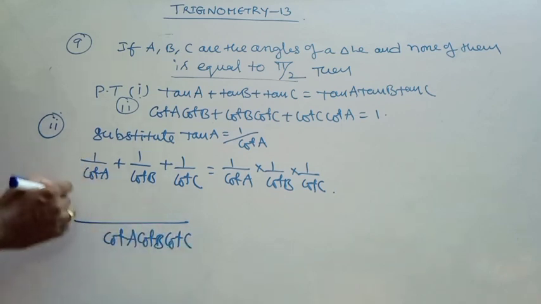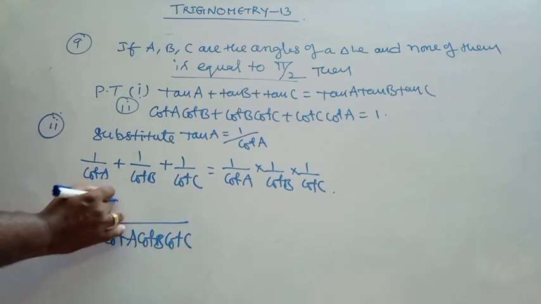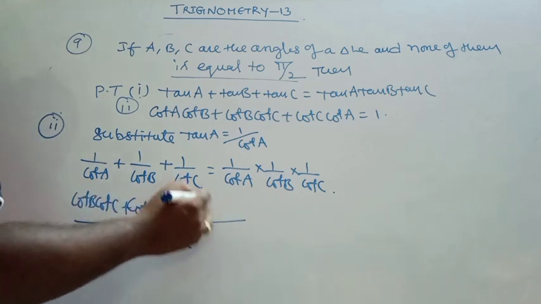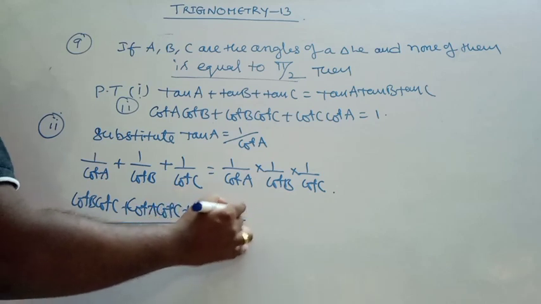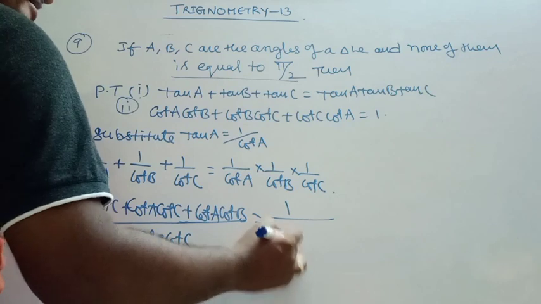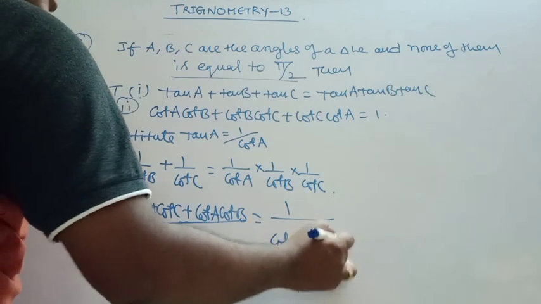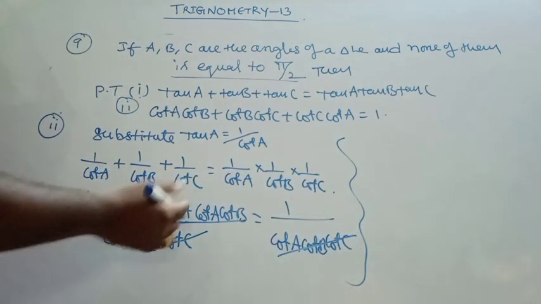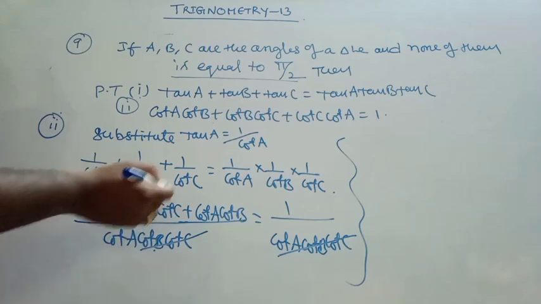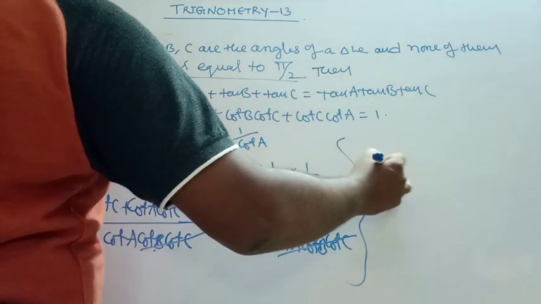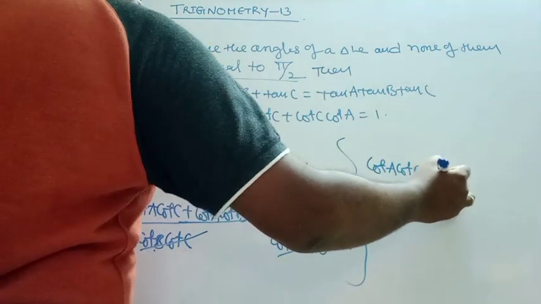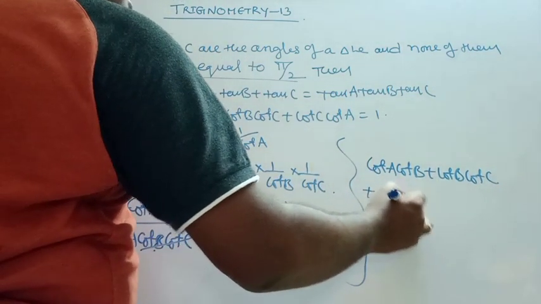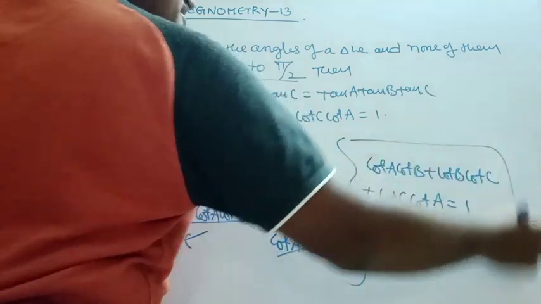Once cot A is there, here you have cot B cot C, plus cot B is here, so this becomes cot A cot C, plus cot C is here, so this becomes cot A cot B. This equals 1 by cot A cot B cot C. This will cancel, and you have got this result wonderfully: cot A cot B plus cot A cot C plus cot B cot C equals 1. That is, cot A cot B plus cot B cot C plus cot C cot A is equal to 1.